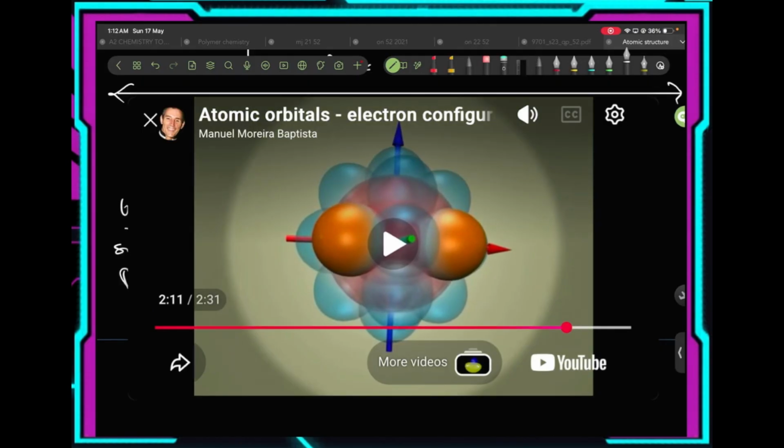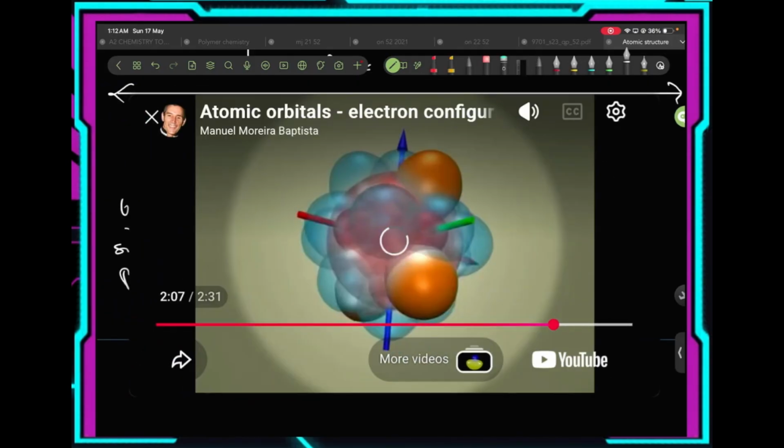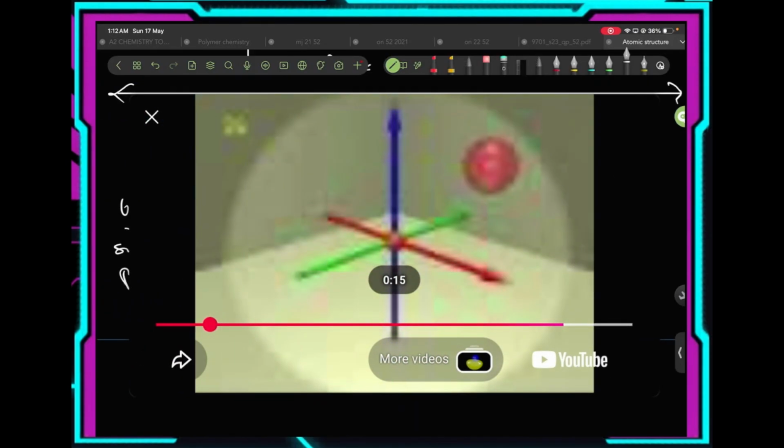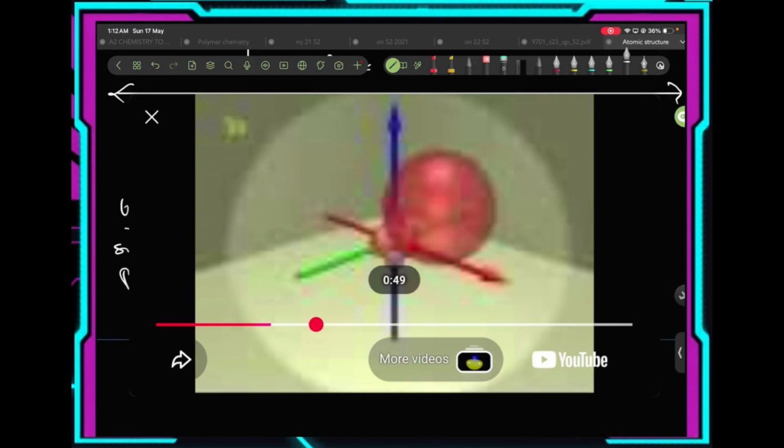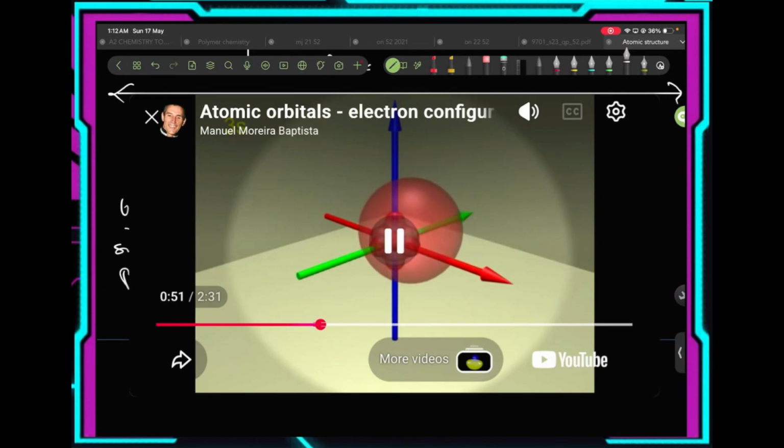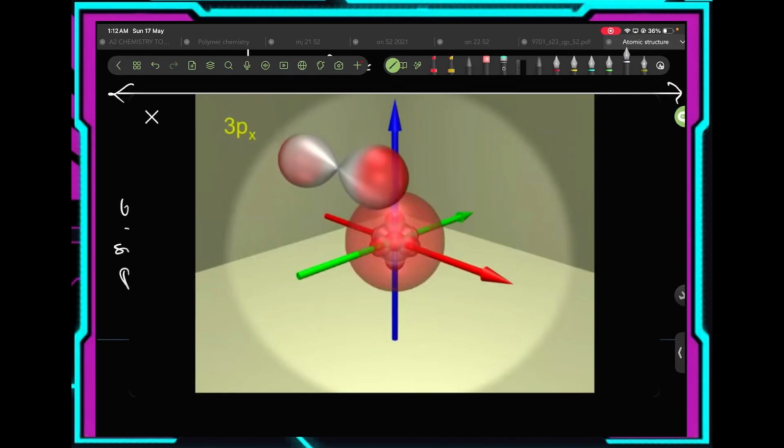Okay, that's all we need to see. Do you want to see it again? Yeah. So just note the size difference between 1s and 2s, and the p orbitals that arrange themselves along the axis, the shapes, and how the size of the s orbital is increasing, and how the size of the p orbital is going to increase. Okay, those are the only 2 orbitals that you need to know.